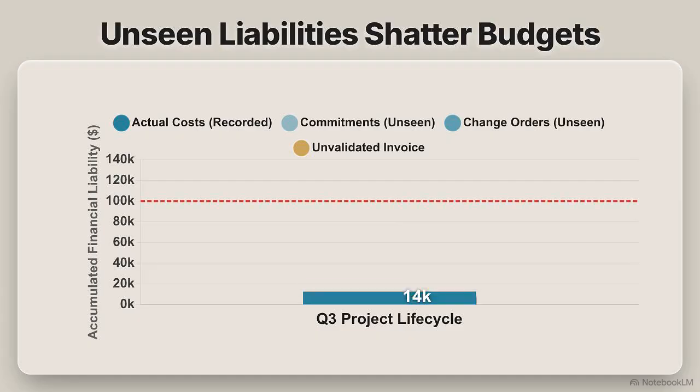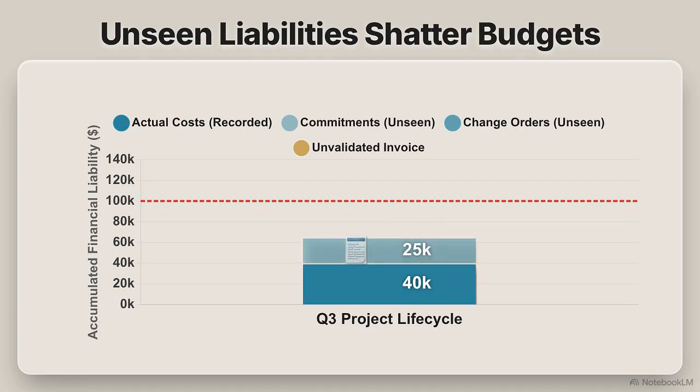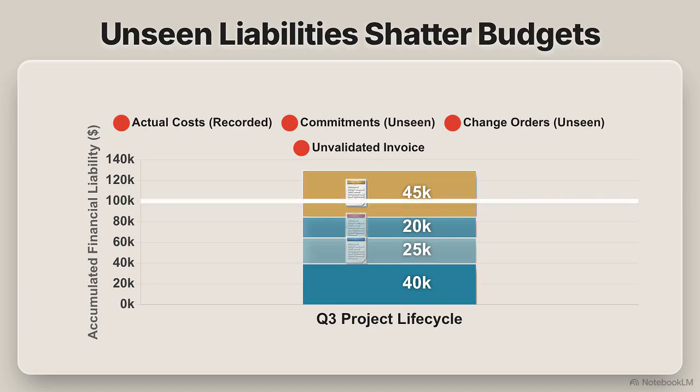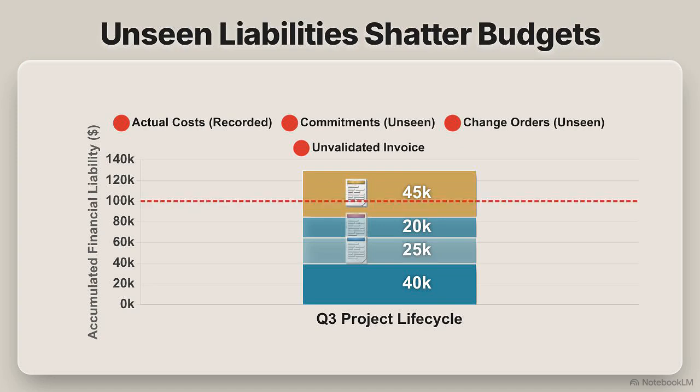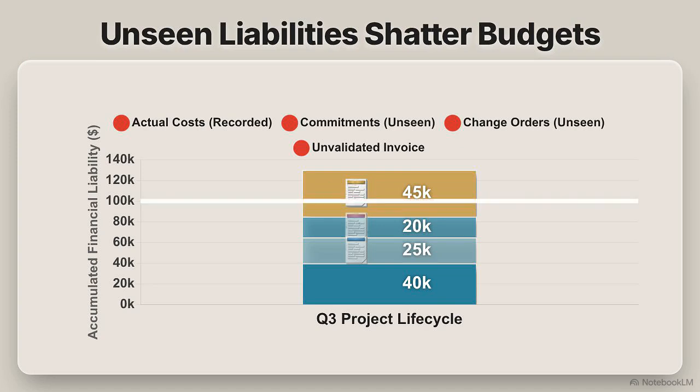Without real-time visibility, financial liabilities quietly pile up. Teams sign contracts and authorize changes long before accounting sees a record of it. Then, failure arrives. A massive invoice hits the ledger for unvalidated work, immediately shattering the budget constraints.